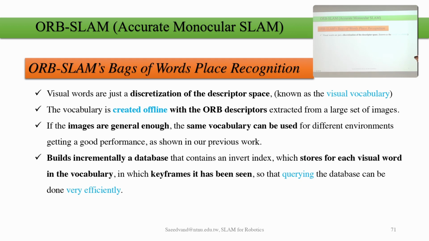I stated some points here. Visual words are just a discretization of the descriptor space, known as the visual vocabulary. The vocabulary is mostly created offline, because we can do it one time, then use it. No need to do it online. But of course, you may think that if you do it online, it's better, applying some learning technique to do that. Yes, it could be. If the images that we use in the offline way are enough, it can be good, and the performance will be nice. It should be fine.